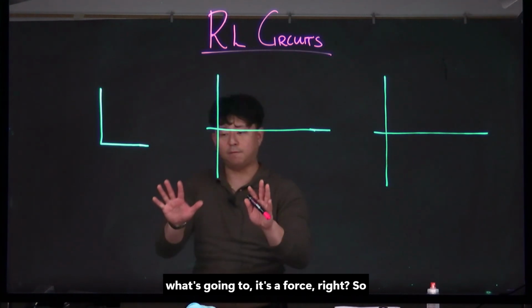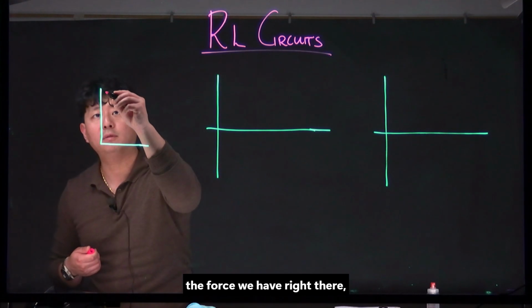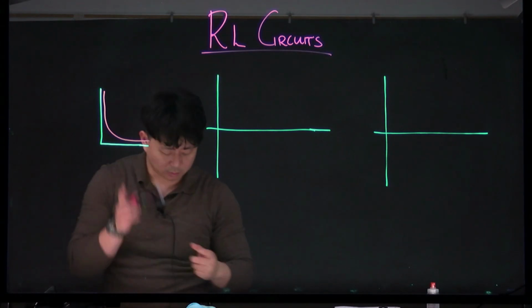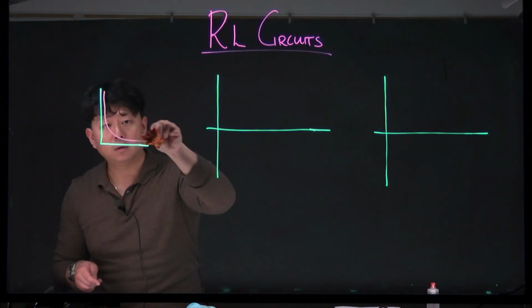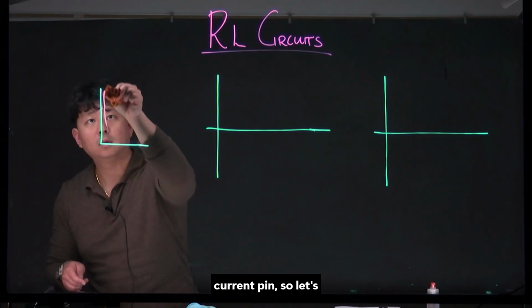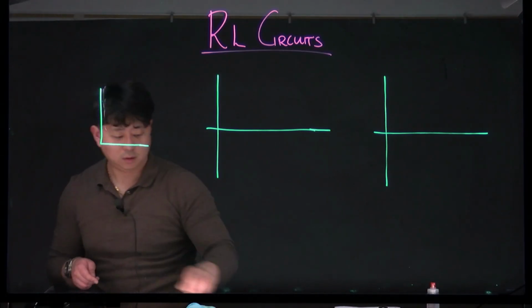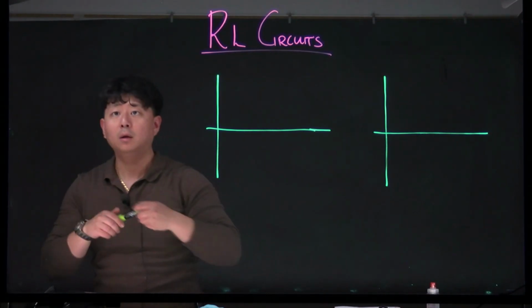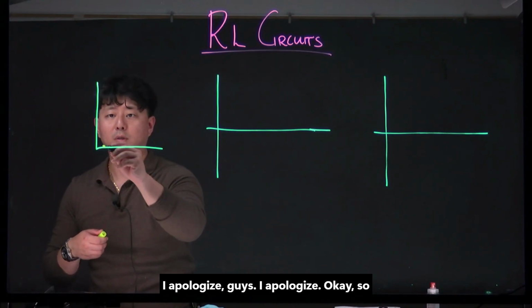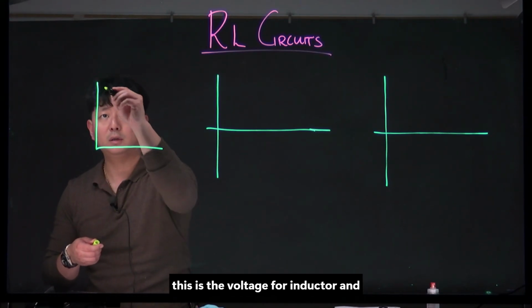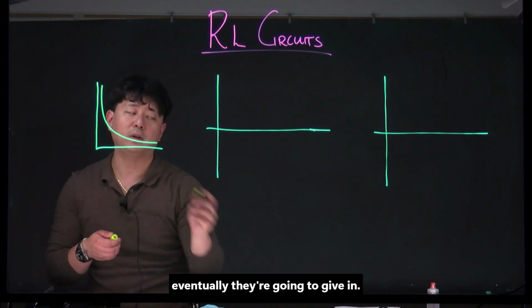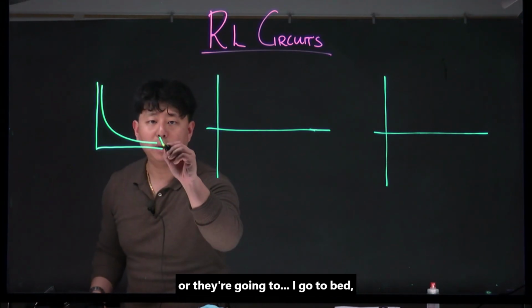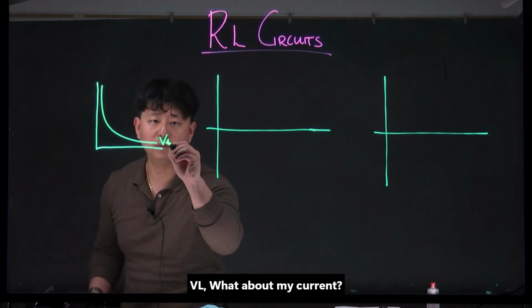So it's a force, right? So the force we have right there, let me grab the current pen. Let's redraw this. I apologize. Okay, so this is the voltage for the inductor, at maximum voltage and resisting, and eventually they're going to give in. They're going to get up and go to school, or they're going to go to bed. Eventually they're so tired. That's my VL.